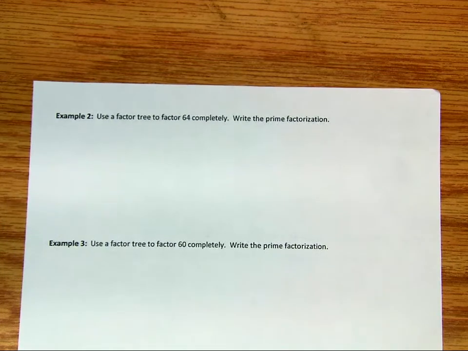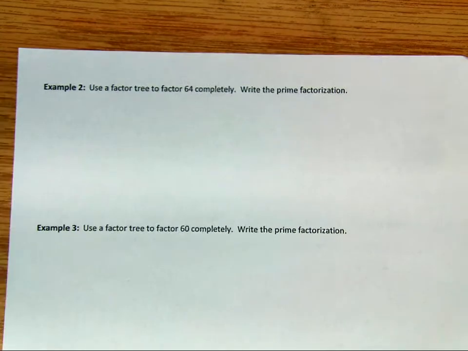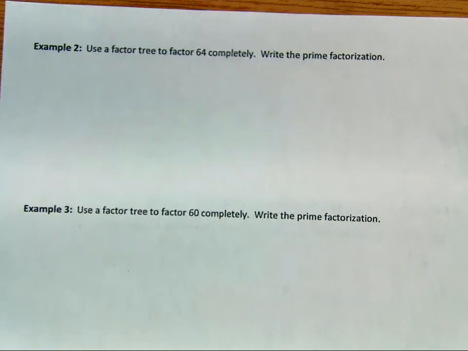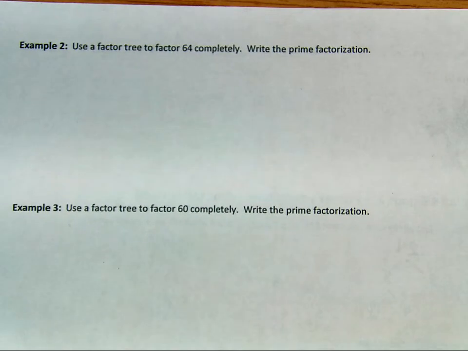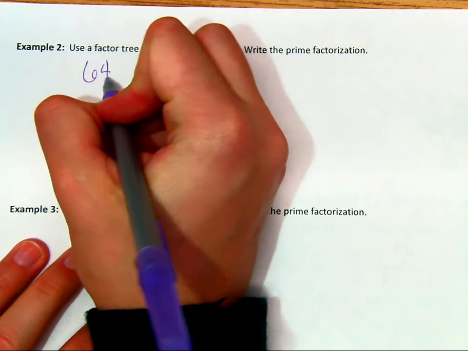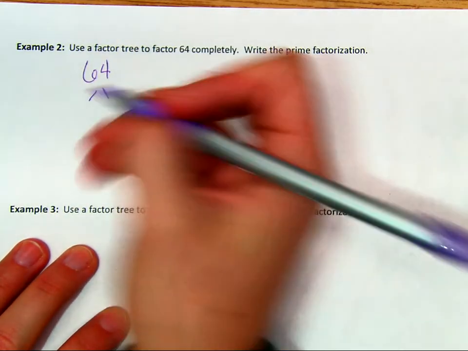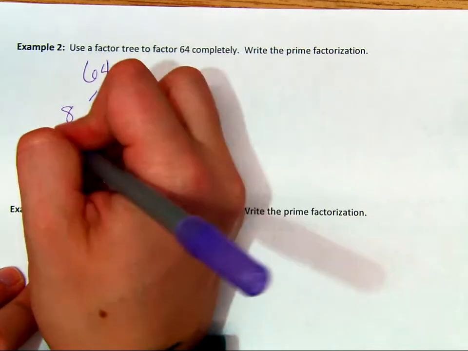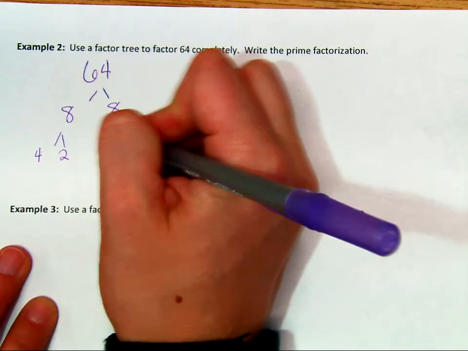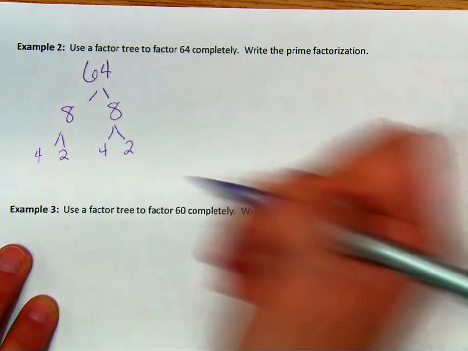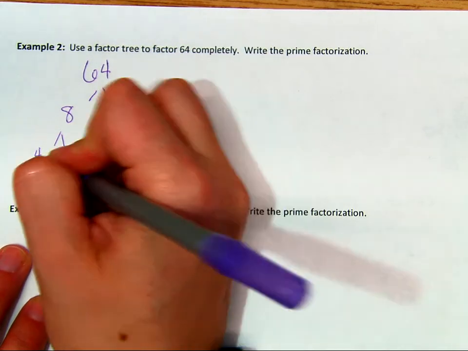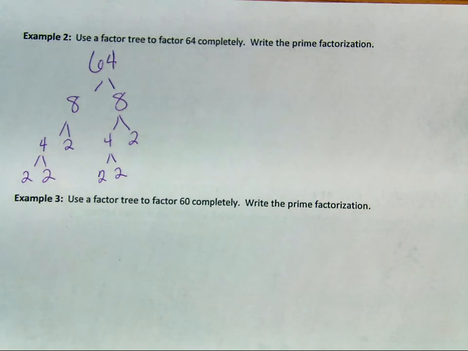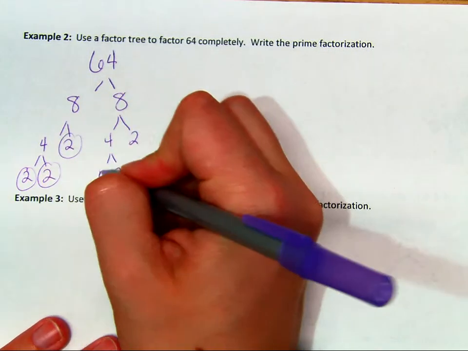We'll do one more example. It says use a factor tree to factor 64 completely and then write the prime factorization. So I'm going to start with 64. Maybe the first one I think of is 8 times 8. You could think of 32 and 2 or 4 and 16. It doesn't matter. Each of the 8s I'm going to make 4 times 2. And then 4 is just 2 times 2. And now all the ends of my branches are prime. So I circle them anywhere there's an end.